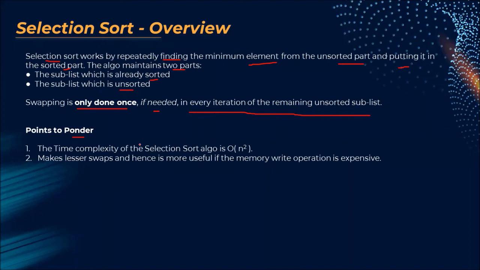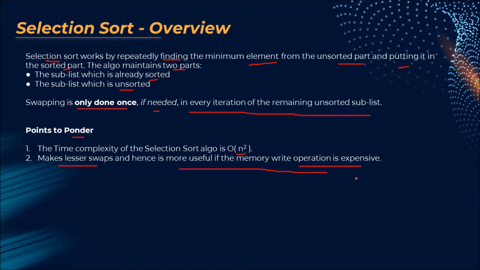Points to ponder: the time complexity of the selection sort algorithm is O(n square), and it makes fewer swaps, as we saw. It only does a swap once it has traversed the entire length of the unsorted part to find the minimum element, and hence is more useful if the memory write operation is expensive. So it does not keep on swapping very frequently, as is done in bubble sort, and hence it is much more time and space efficient if the write operation is expensive on the data structure on which the sorting is happening.